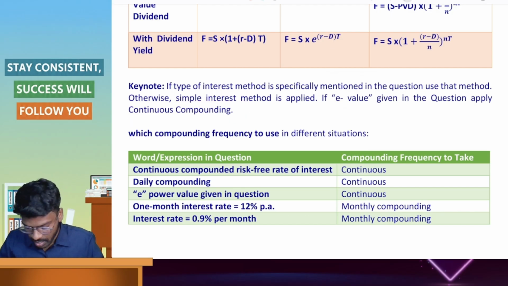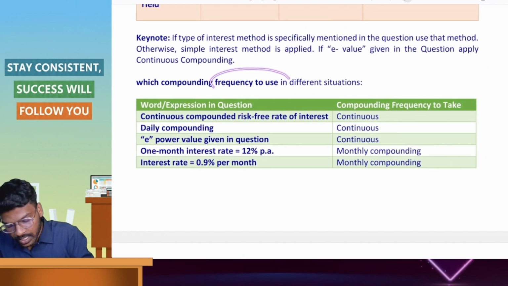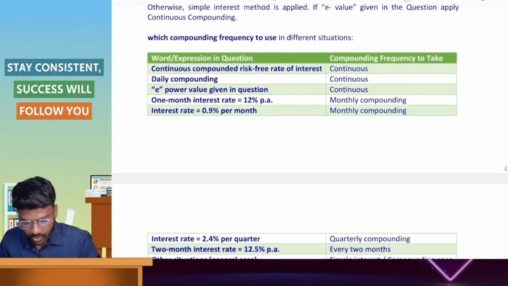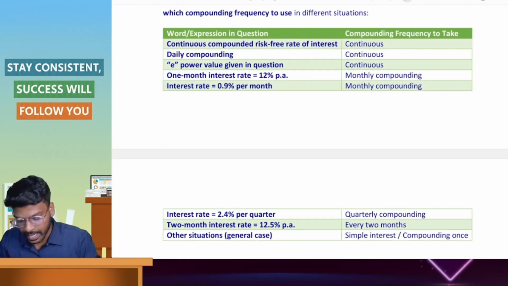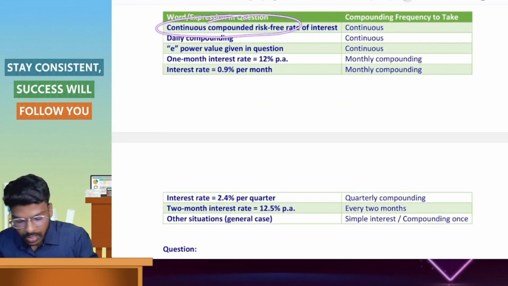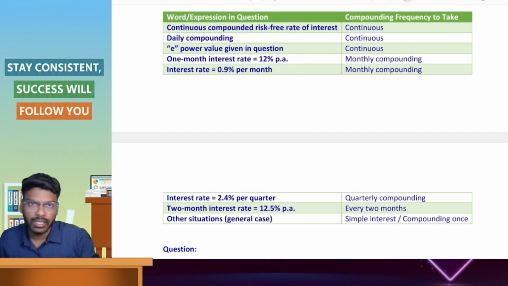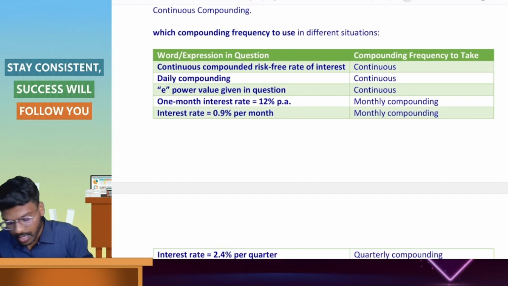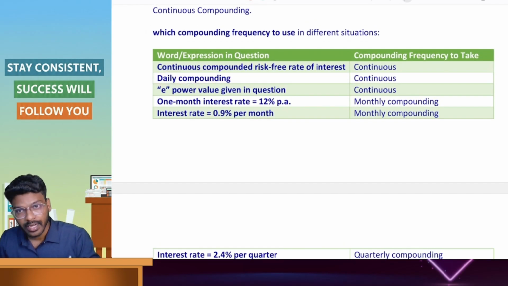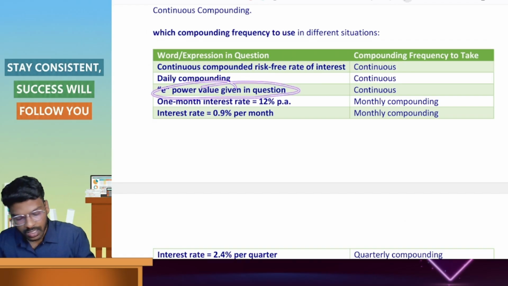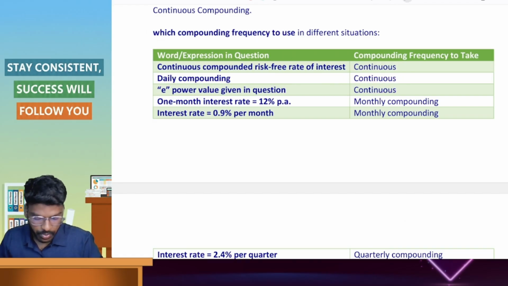Okay. Next, which compounding frequency to use in different situations? You can read it on your own, but I will read. Continuous compound, risk-free interest rate is given. If continuous compounding is given, the continuous compounding method has to be used. Daily compounding, so for daily compounding also we have to use continuous compounding. If e power value is given in the question, you have to use continuous compounding.